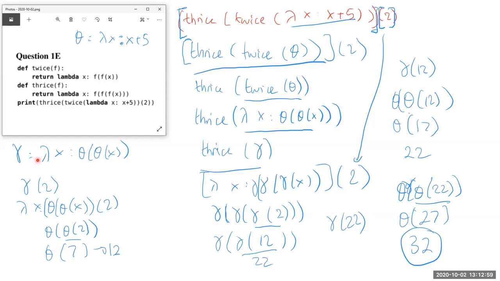So like theta x evaluates to x plus 5. And then if we insert this, it will be like x plus 5 plus 5, which is x plus 10. Okay, so you can simplify gamma into lambda x, x plus 10. You can do this, but in this case, what I did, I didn't do that.